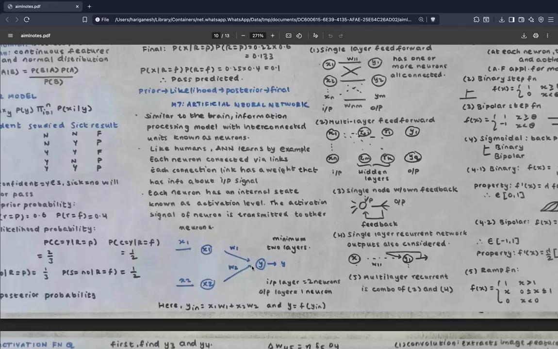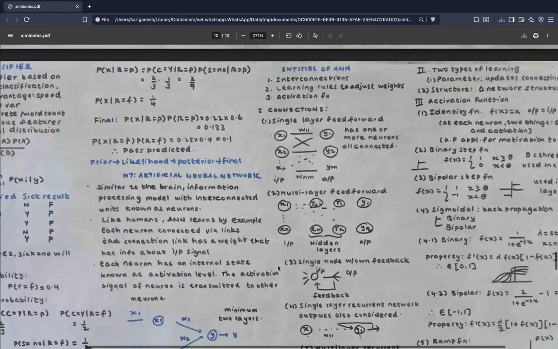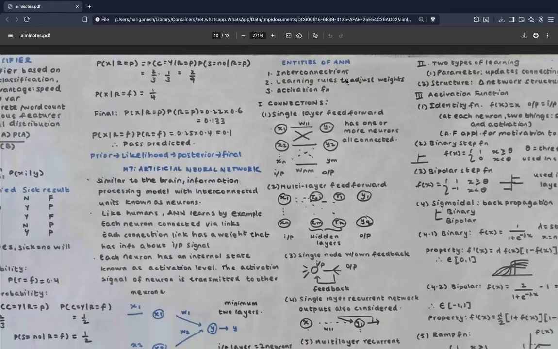So here, Y in, which is the input going into this Y node, is x1 W1 plus x2 W2, which is the weighted sum of the inputs. And then Y, which is the output here, is a function of the input coming into Y. So a combination of this goes into Y, and then a function of whatever comes in here is the output here. So the entities of ANN are quite simple. The first is interconnections, the second is learning rules, and the third is activation function.